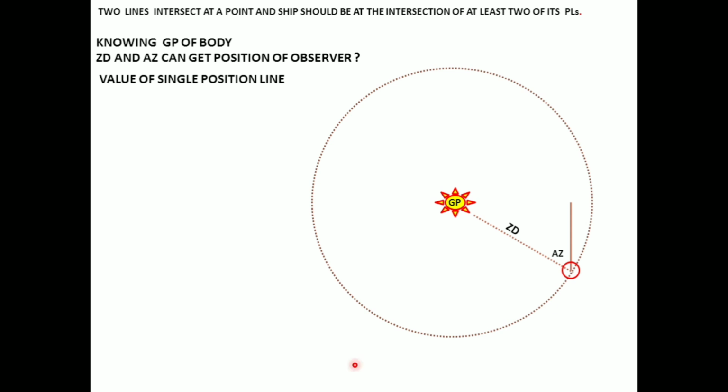Now we talked about the intersection of two points. So now in this case, I know the GP, I know the zenith distance, I know the azimuth. Can I find out my position? Because we require two things: I have the distance, I have the bearing. So this we will discuss next, along with the value of a single position line, in the next topic. Till then, thank you very much for being with me.